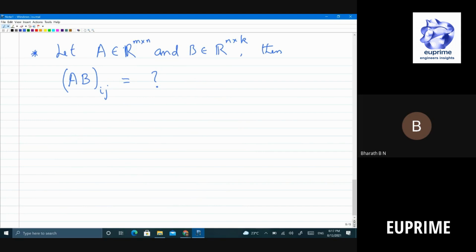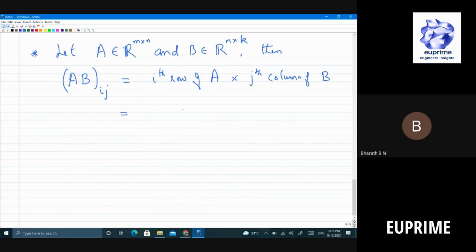So the answer would be, you take the ith row of A times the jth column of B. It is as simple as this. When you multiply two vectors, I'm taking a row vector multiplied by a column vector. Did I make any dimensionality mistakes? No. So what do you mean by multiplying a row vector by a column vector? You take the first element and the product, the second element and the product, and sum them.